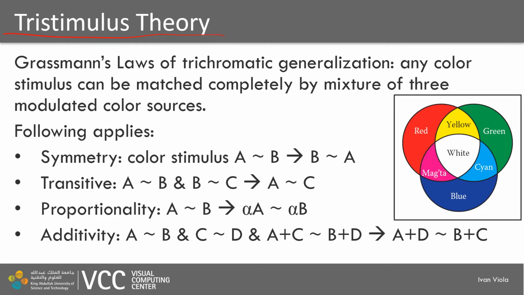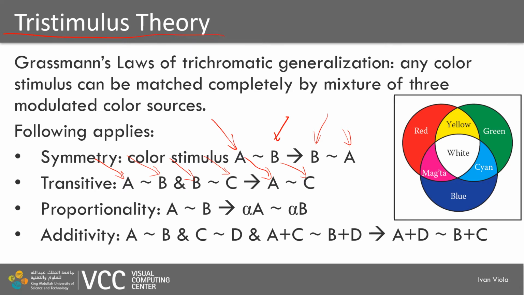If we have stimuli with different wavelength intensity profiles for each wavelength, but the color stimulus is considered as matching, meaning that we perceive these different wavelength distributions as the same color, then if A is matching B, obviously B is matching A. There also the transitive rule applies. If stimulus A is matching stimulus B and stimulus B is matching stimulus C, then stimulus A is matching stimulus C.